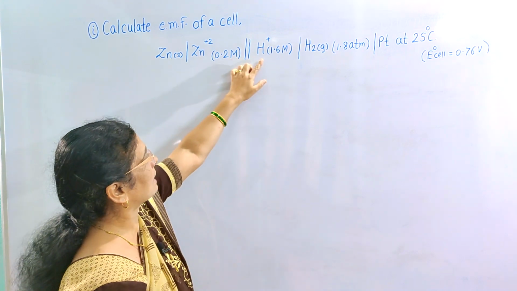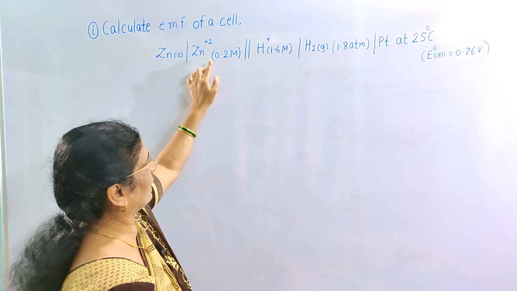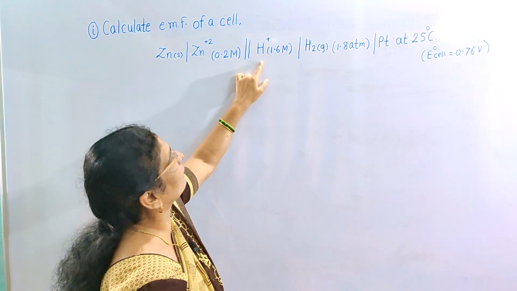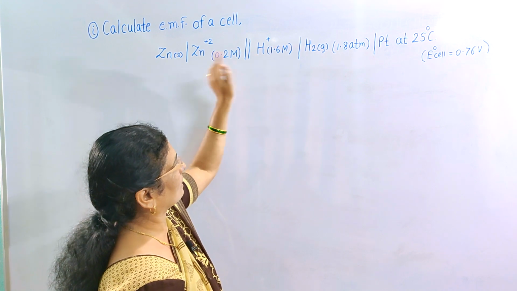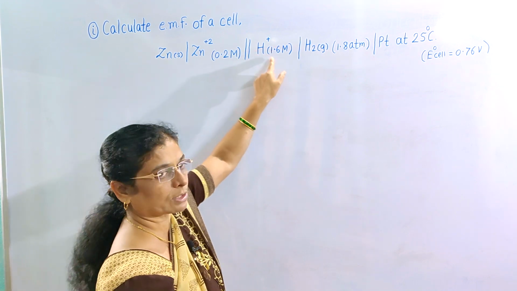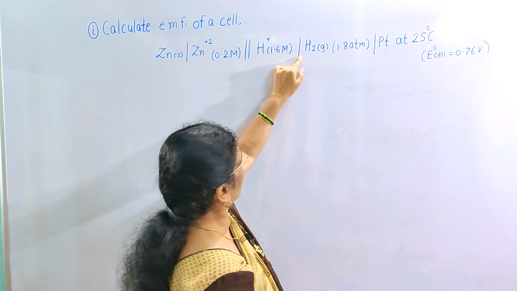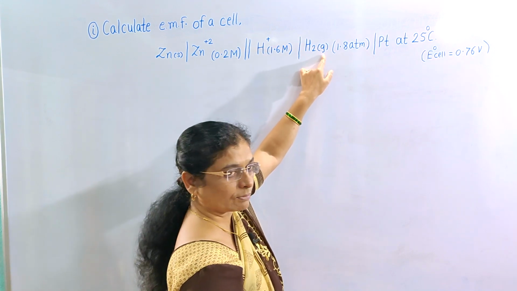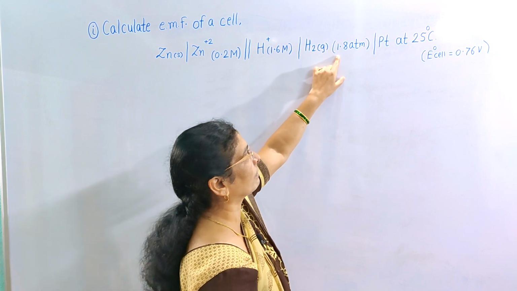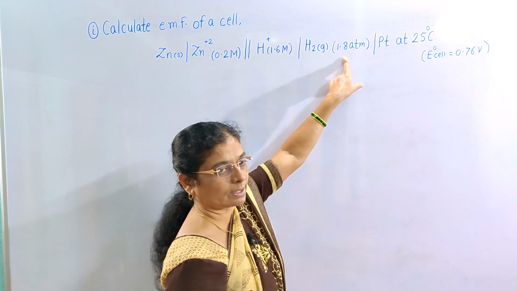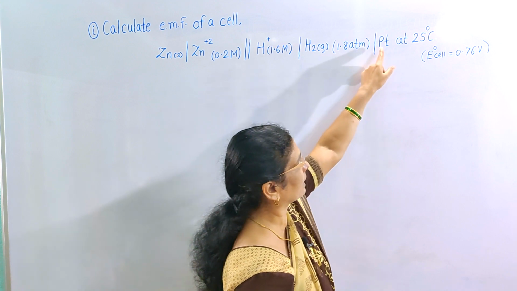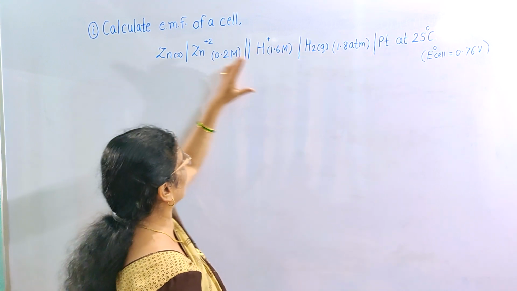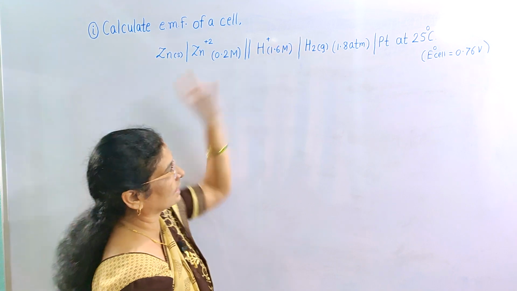Here the concentrations are different than 1 molar, and therefore we have to calculate what is the EMF of the cell for different concentrations. H plus ions have the concentration 1.6 molar. These H plus ions are in direct contact with H2 molecules which are in gaseous state, and the pressure of the gas is 1.8 atmosphere. This gas is adsorbed on platinum metal and the temperature is 25 degrees Celsius. At this temperature we have to calculate the EMF of this cell.